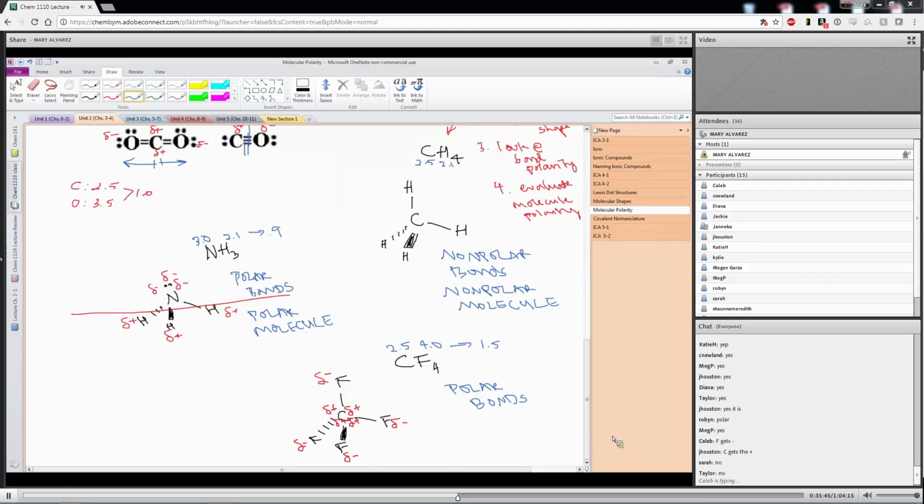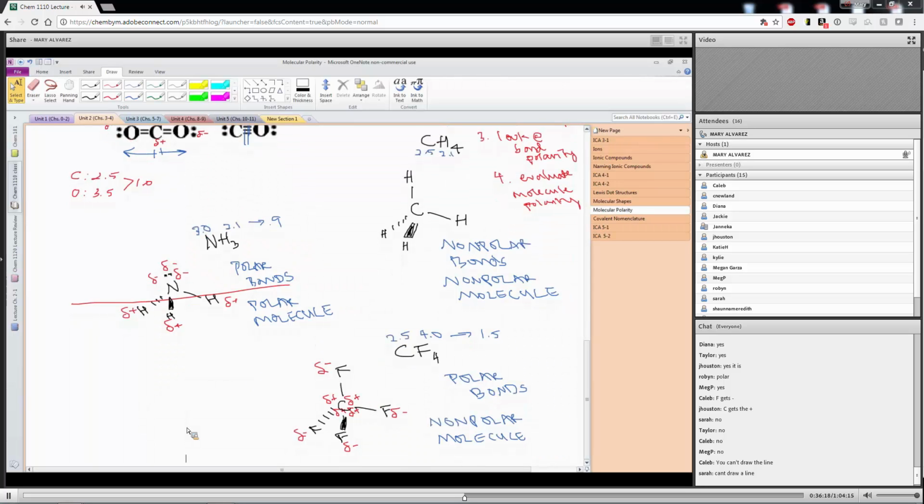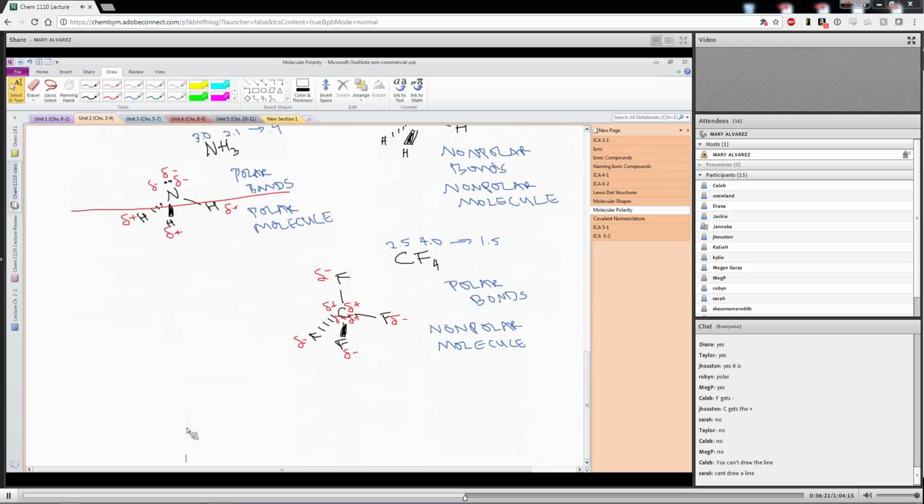Sarah says no. Taylor says no. Caleb says no. Excellent. Non-polar molecule. Why not? You can't draw the line, okay? It does not pass the line test. We don't have one side that's negative, one side that's positive. So I don't have two different poles, so I can't be polar. So here again is an example with polar bonds where I am a non-polar molecule.